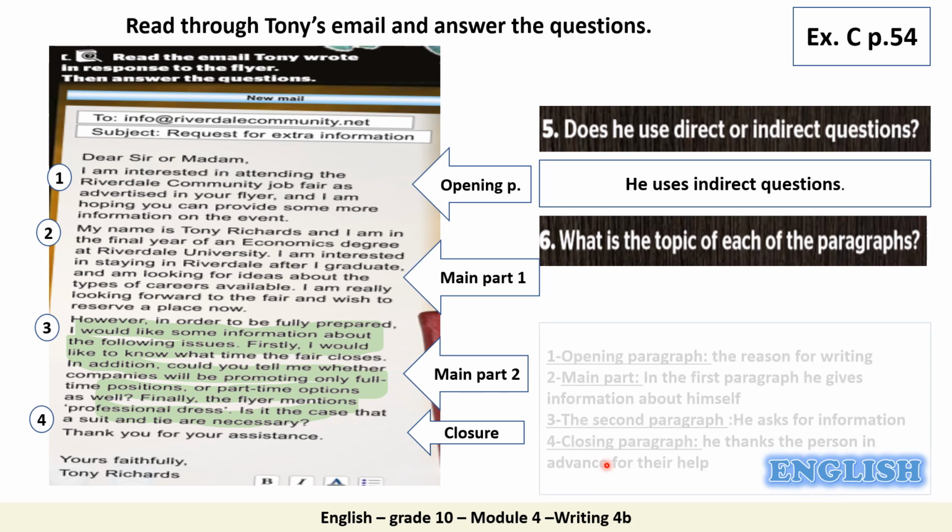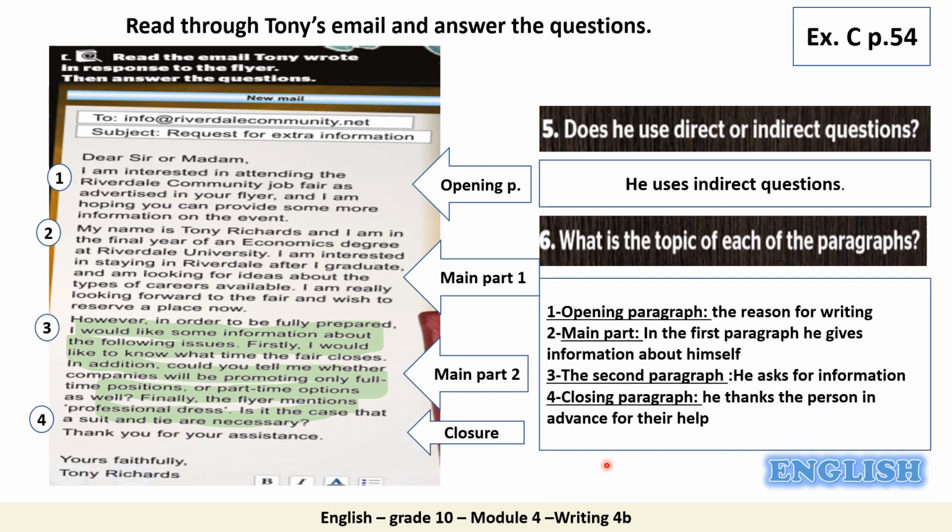The sample answer is, for the opening paragraph, the content is the reason for writing. Main paragraph, which is the second paragraph, the main part. Number 1, in the first paragraph, he gives information about himself, and the second paragraph, he asks for information. As for the last one, closing paragraph, he thanks the person in advance for their help. This is the content for the 4 paragraphs.